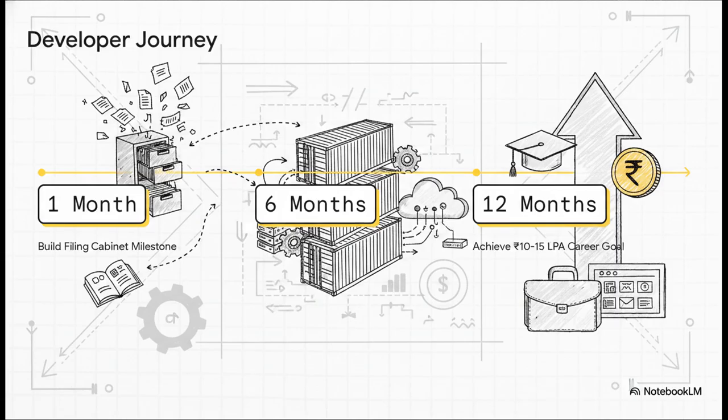And let's look at the why behind all of this. According to the AmQuest roadmap, this developer journey scales incredibly fast. Month 1 is all about mastering fundamentals, like our filing cabinet milestone. Fast forward to month 6, they're containerizing apps and working with cloud integration. And by month 12, having that solid foundation and a portfolio of projects is exactly what positions them to achieve that target entry-level salary of 10 to 15 lakhs per annum.